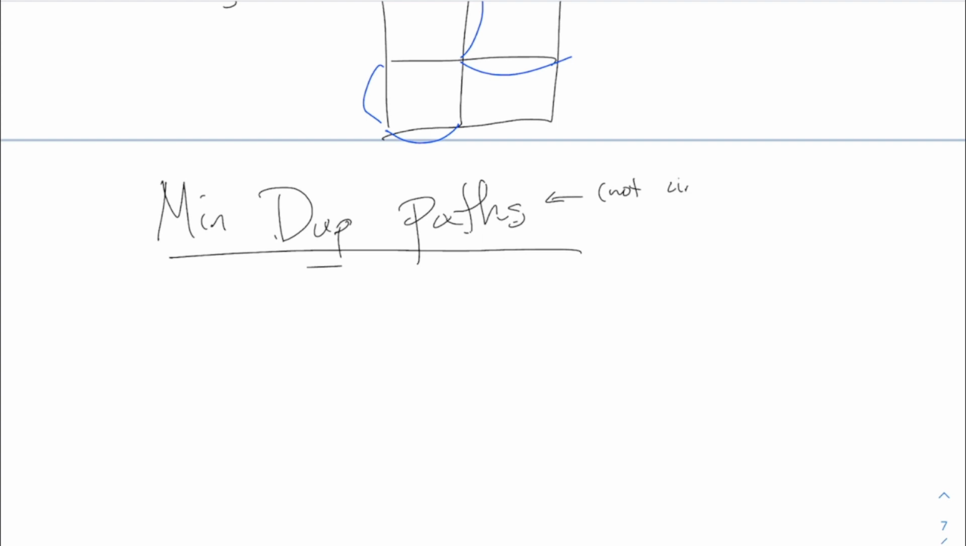Not circuit, all right? Minimum duplication path means it starts at one place and ends at a different place. It doesn't have to be a circuit anymore. But still, this minimum duplication thing, it means I want to start at one place, end at another place, while repeating as few edges as possible, all right?